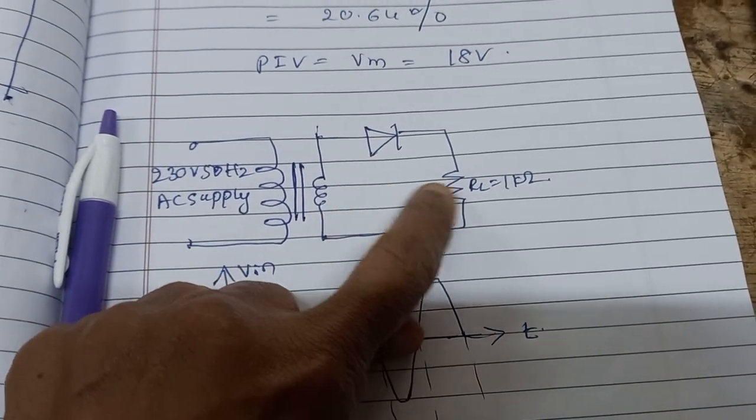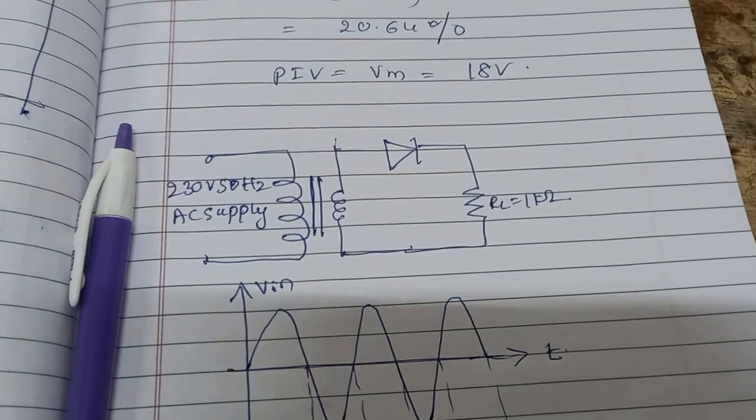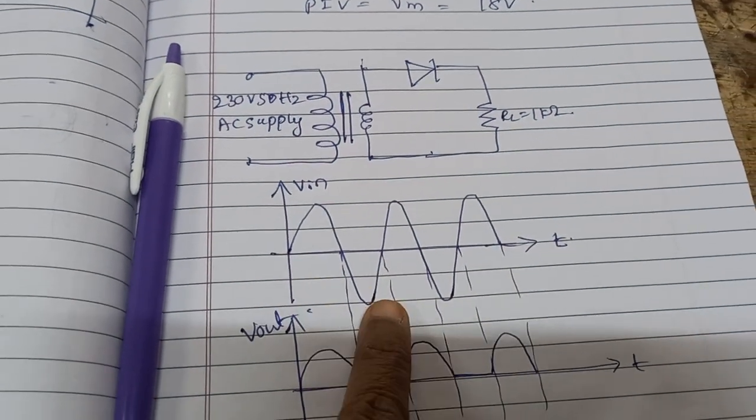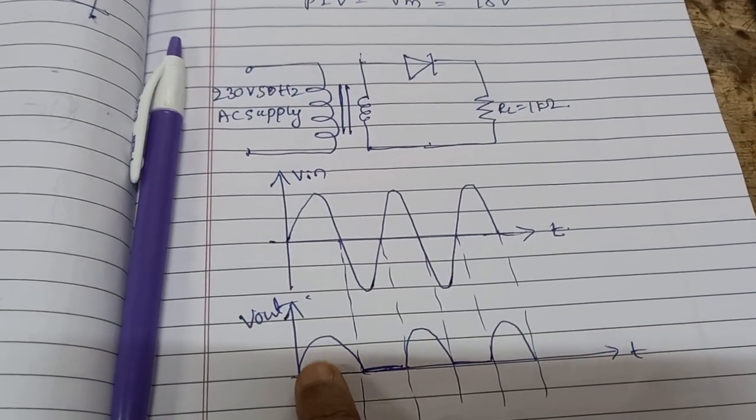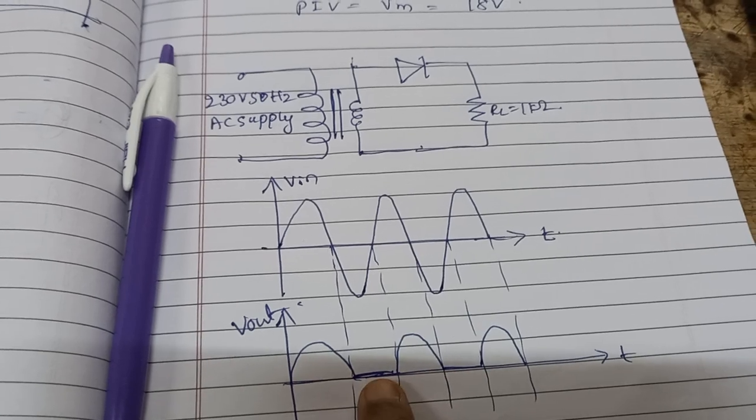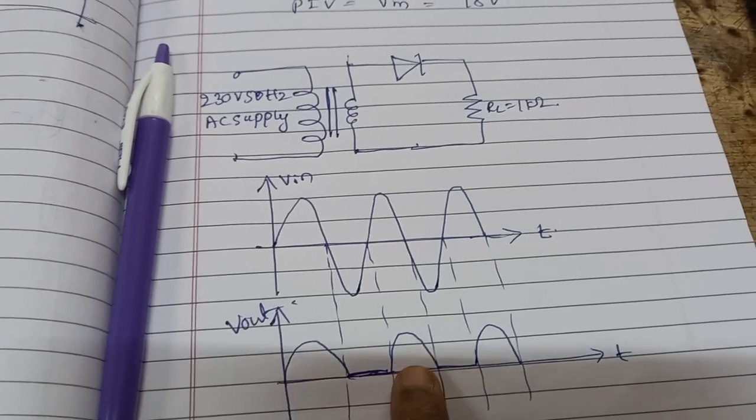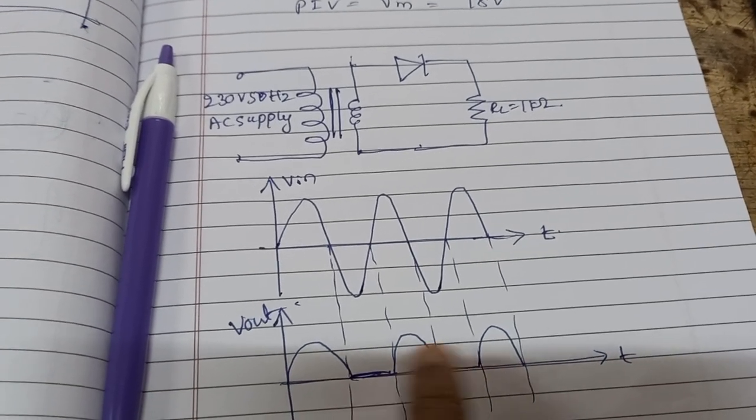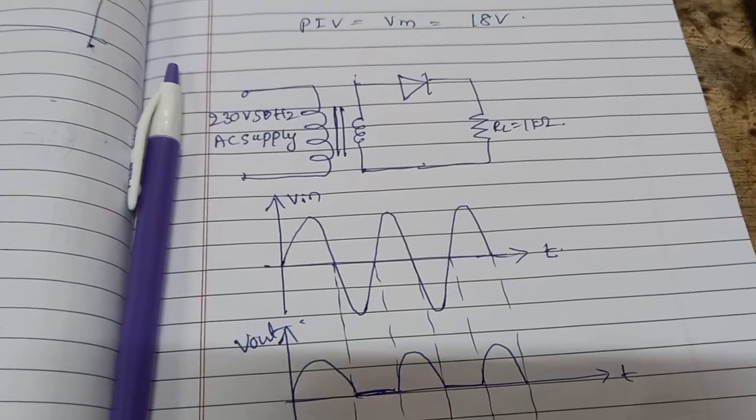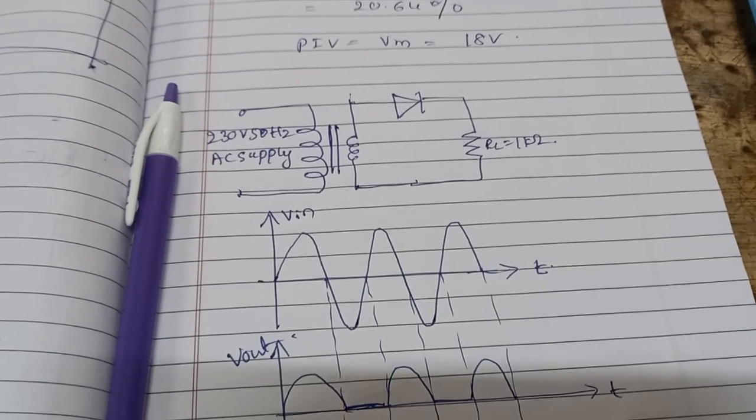1N4007 diode is connected, and this is 1 kilo ohm resistor, and the input waveform is sinusoidal waveform, and the output waveform during positive half cycle we get output, during negative half cycle there is no output. So this we will check experimentally.